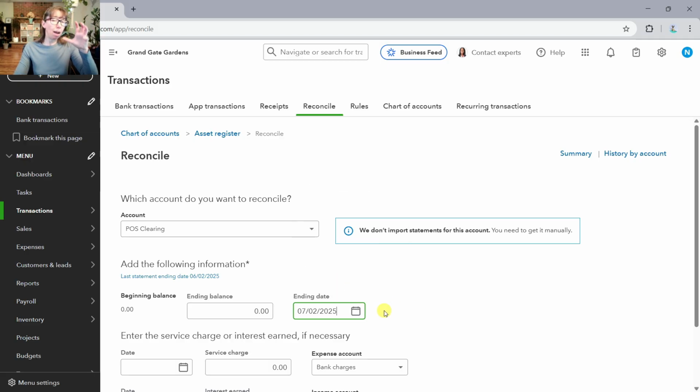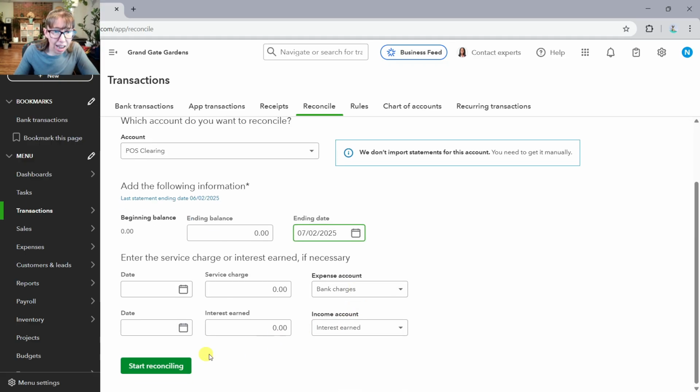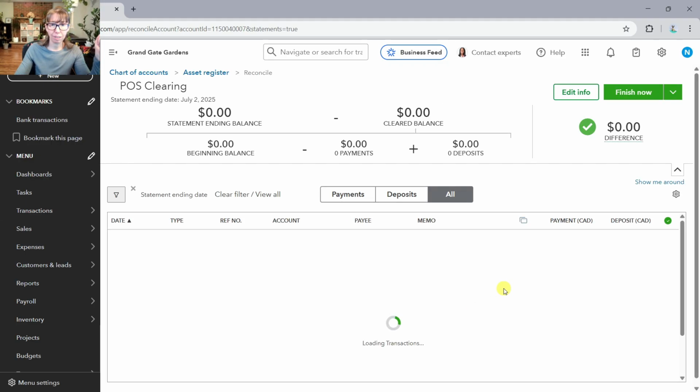not every payment processing software puts it in the next business day. Sometimes it can take a couple of days. There's a lot of variation out there, which is why I wanted to illustrate looking at the statement to try and figure it out. So let's go ahead and pop this open.